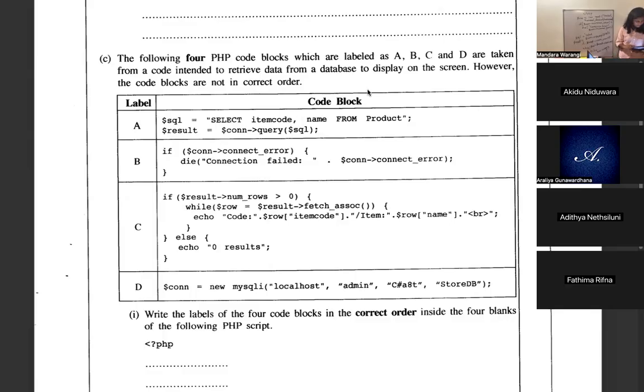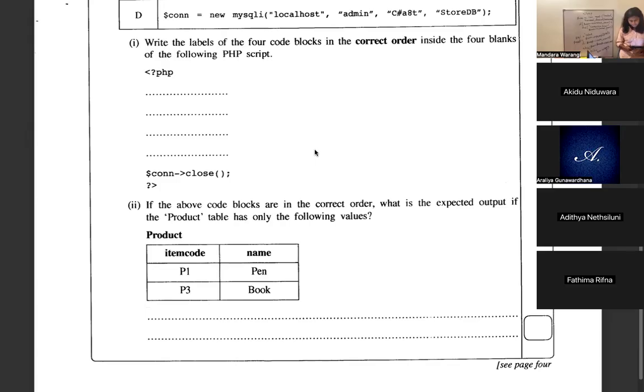Right? You can see first the connection should be established. That is D, right? And then we need to check whether there is an error. That is B. And then we can run the SQL query, which is A, and then C, which is you can select the rows, right? Okay, right. Then let's go to the next part.